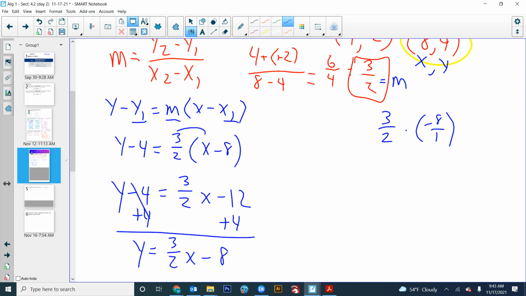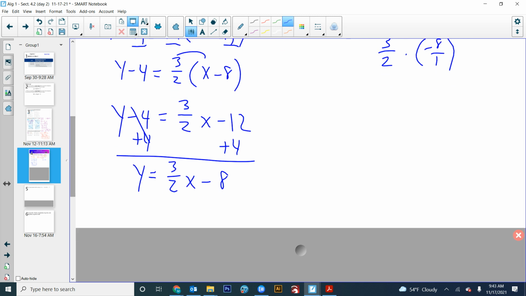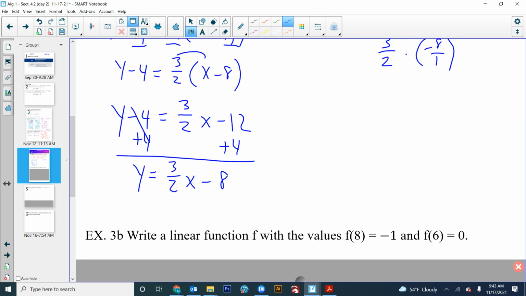All right. Now, we have one small step to do that's new today. What do I got to do with that y? Change it to what, guys? F of x. That's the only thing we're doing. F of x is the same thing as y. So I'm just going to go like this. F of x equals 3 halves x minus 8. Done. That's in function notation. That's the only thing that's new.